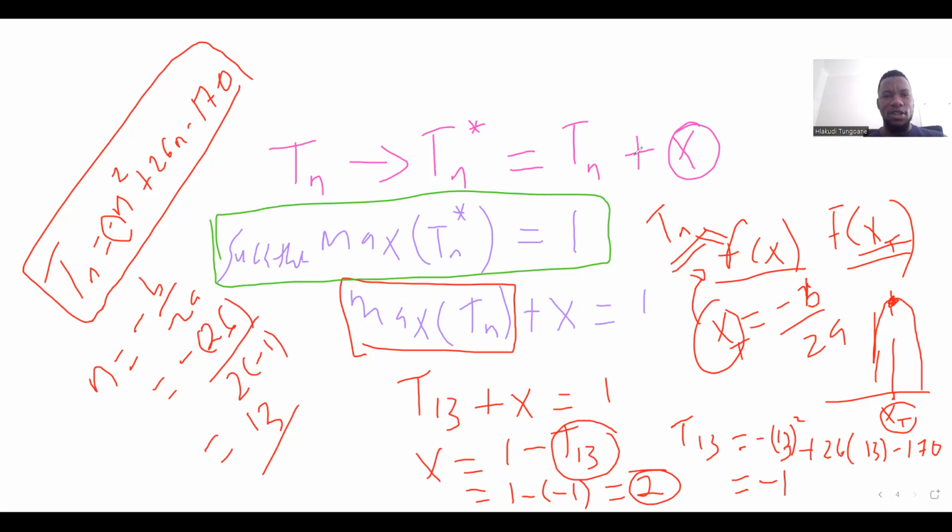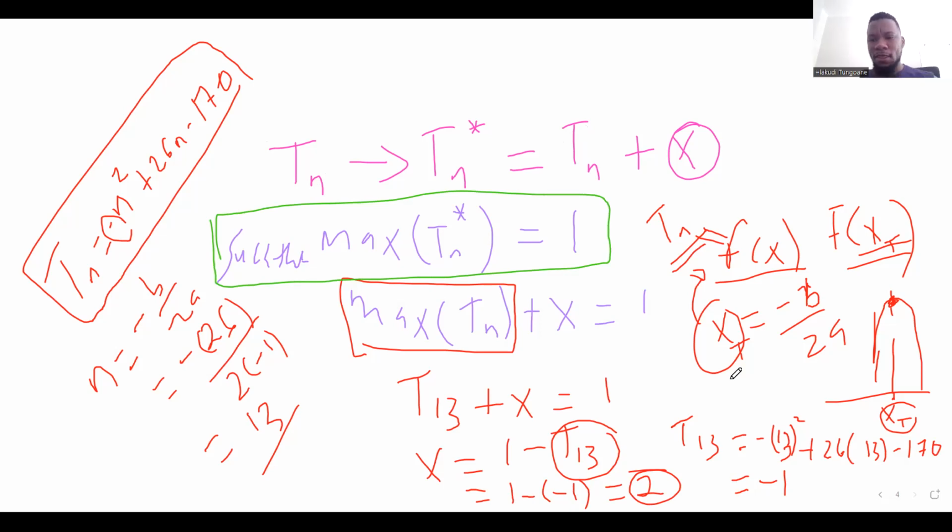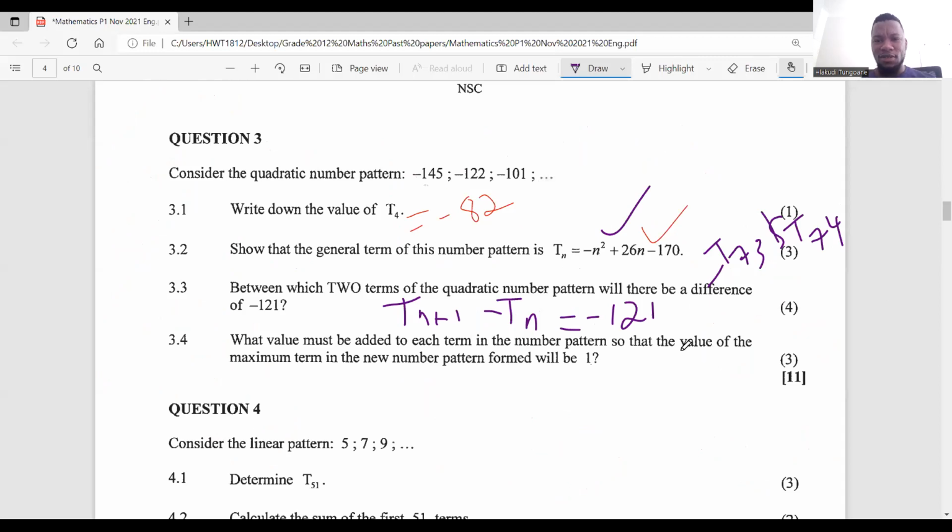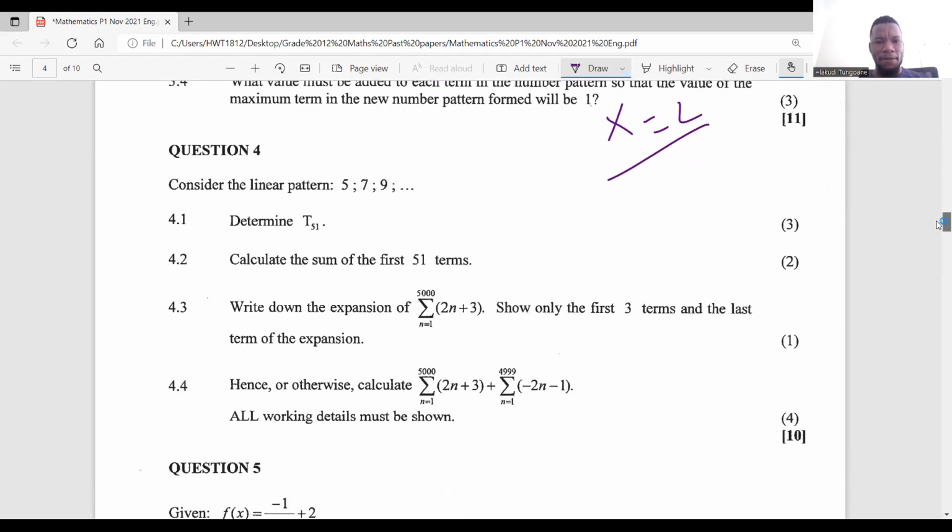Okay, so now I think that solves the question, right? So now we can look into the last question. Here we know that x must equal 2, right? That's what we should add.